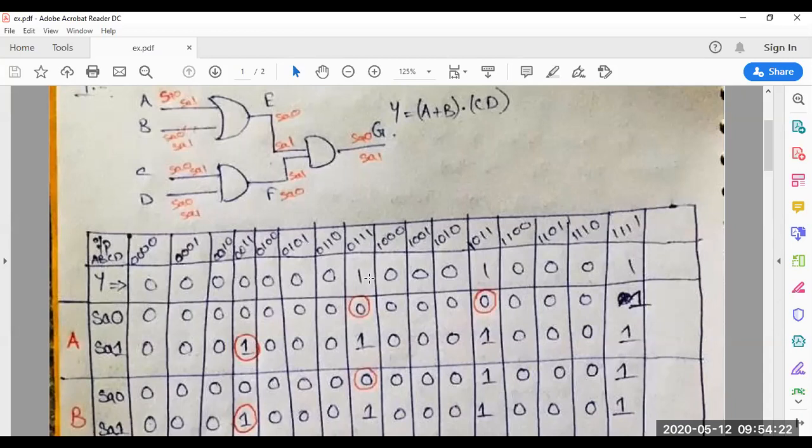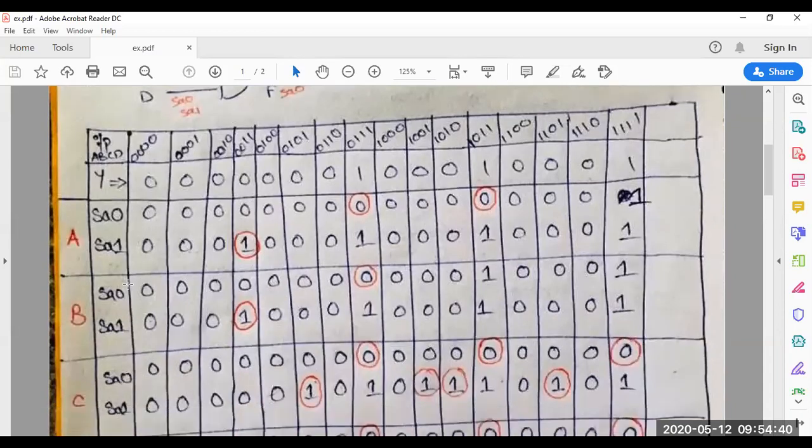Similarly, I found only one fault, and the rest of the results are similar: 0, 1, 1, 1 is the same with output 1, 1, 0, 1, 1 is the same with output 1, and 1, 1, 1, 1 gives an output of 1.